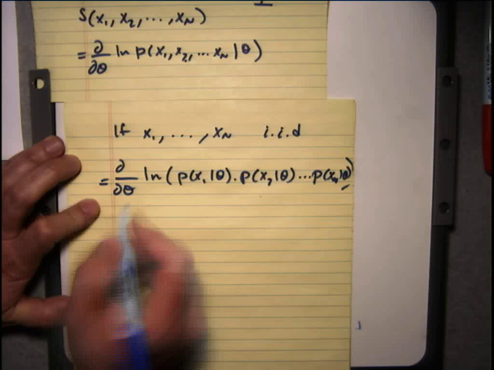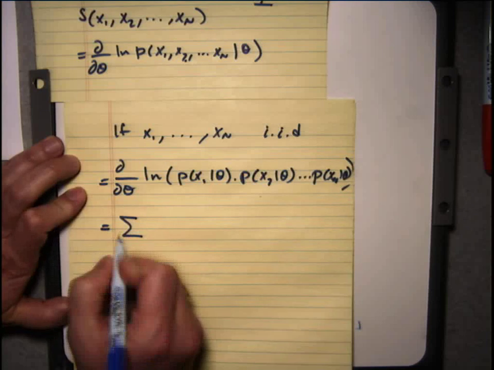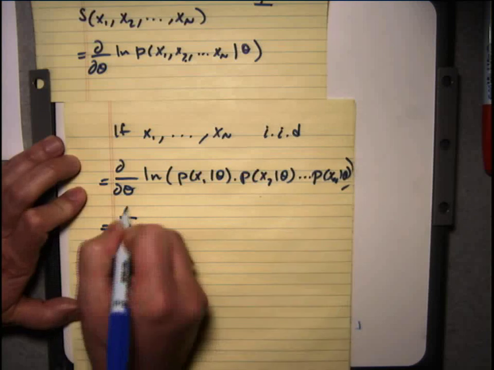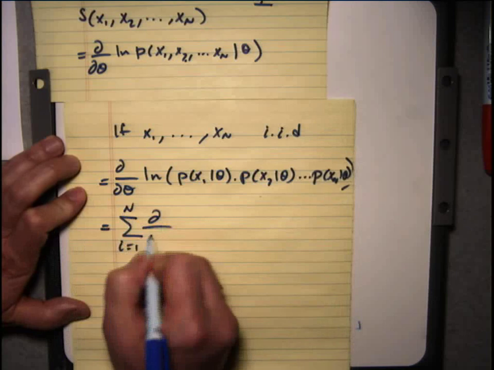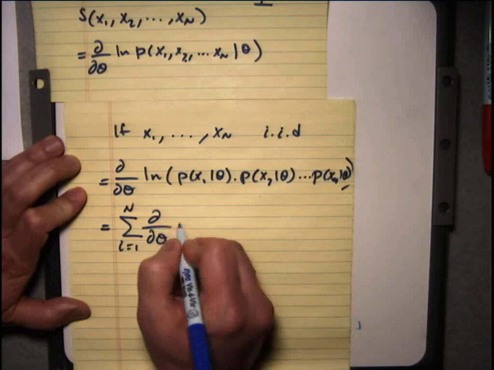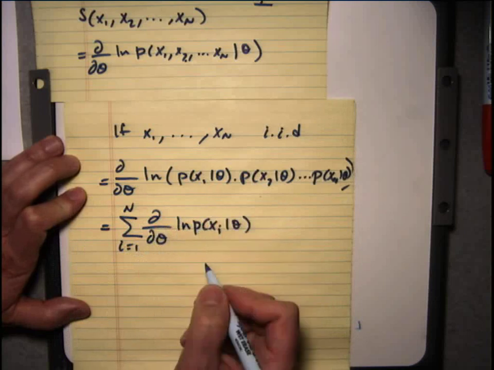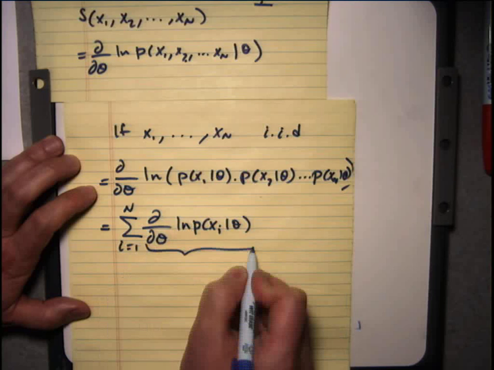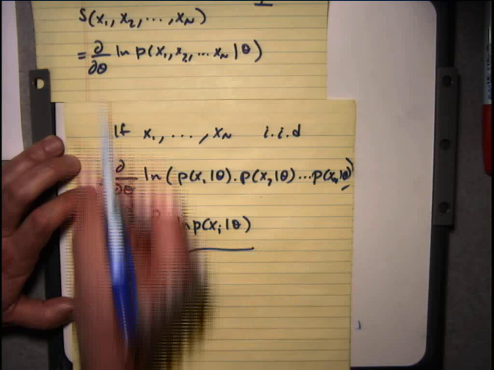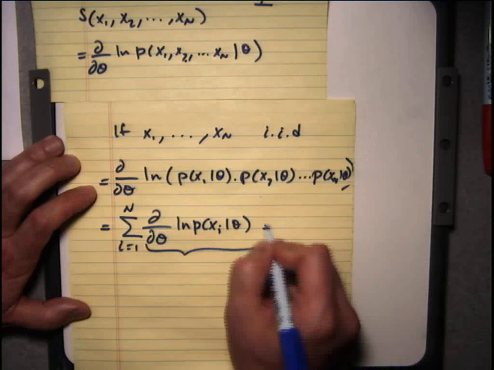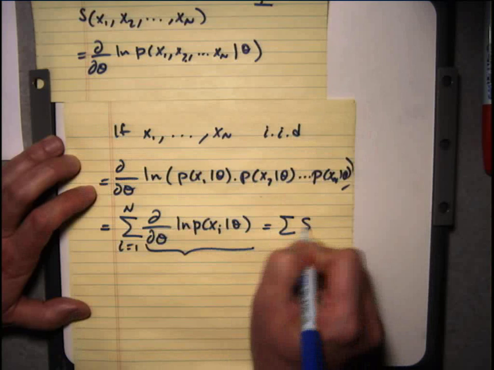That turns out to be the sum of the logs. Therefore, I get a bunch of individual terms, i equals 1 to n, d by d theta of the log p of xi given theta. This is the score function for each of the data points. So the score function for all the data points is simply the sum of the score functions for each of the data points.